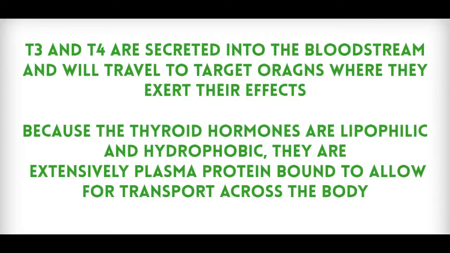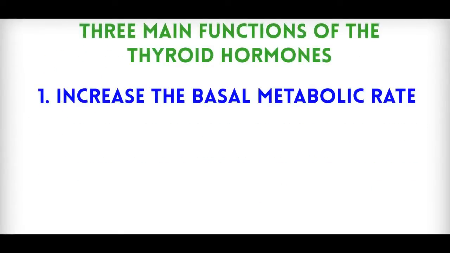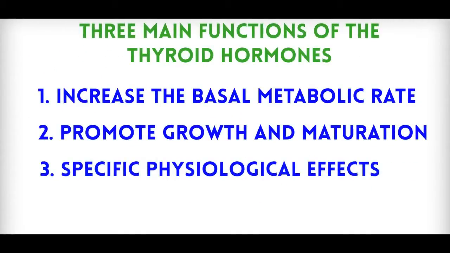And because the thyroid hormones are actually very, very lipophilic, they're not able to dissolve in the blood, so they have to be bound to these plasma proteins called thyroxine-binding globulin proteins, and they also get transported like that, similar to how fats get transported around the body in chylomicrons. Now, there's three main functions of thyroid hormones. Number one, they increase the basal metabolic rate. Number two, they promote growth and maturation. And number three, they have very specific physiological effects we'll be covering.